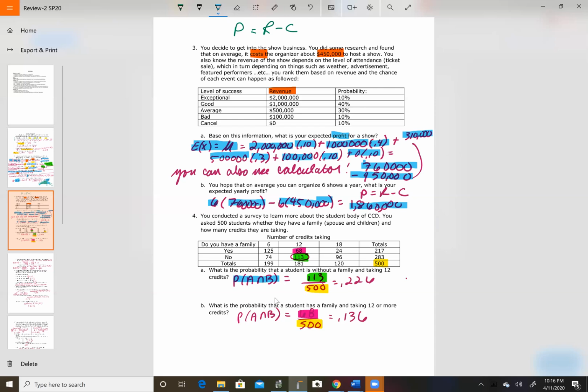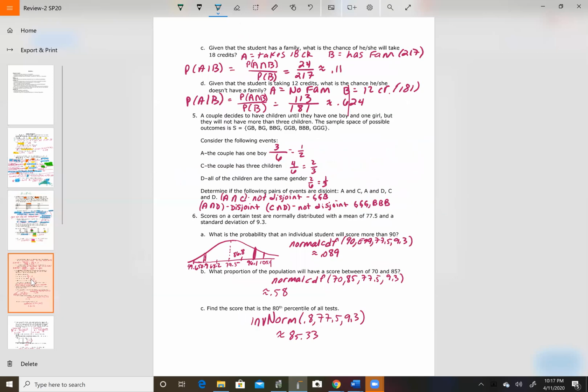So our total sample is 500, and the probability of A and B is 113. So we take 113 over 500, and you get 0.226, or approximately 22.6% probability that a student is without a family and taking 12 credits. Question B, same type of math, but the question is asking what is the probability the student has a family and is taking 12 or more credits, and that would just be 68 out of 500, or 13.6%. Moving on, we're going to finish this question on the next page and maybe the next one.